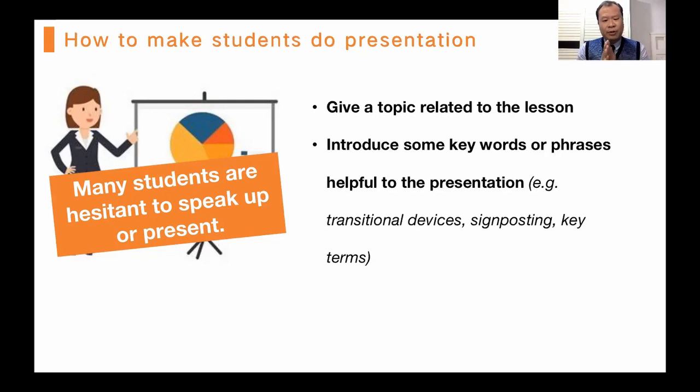And then, of course, for beginner or even lower intermediate level, make sure that you introduce some keywords, something that they can actually use to present. For instance, transitional devices, signposting, or even how to open a speech. You can either write it down or give them handouts, and then explain how to use them and when to use those expressions. Then comes the topic. So you're putting them all together, and it makes it easier for the student to speak up.